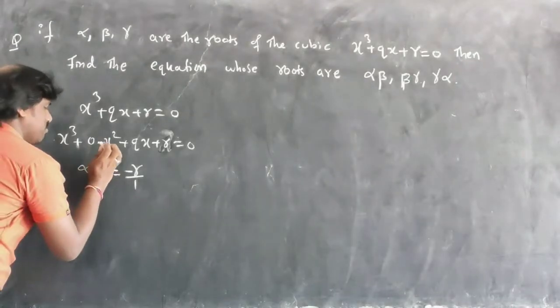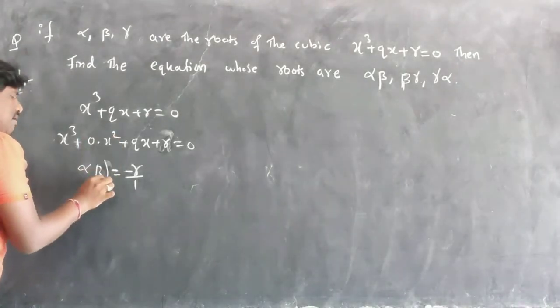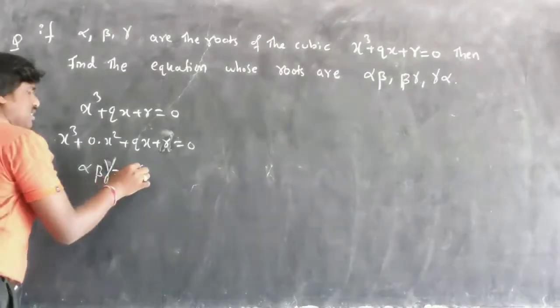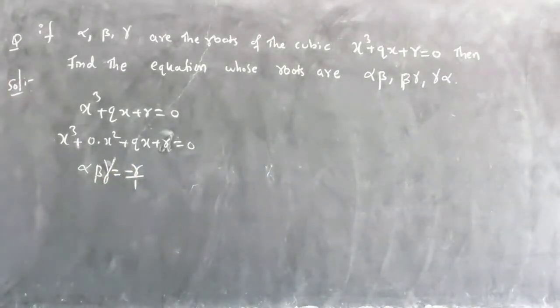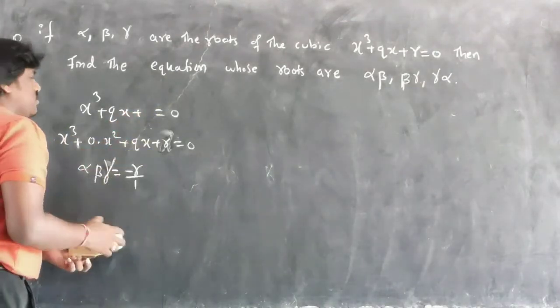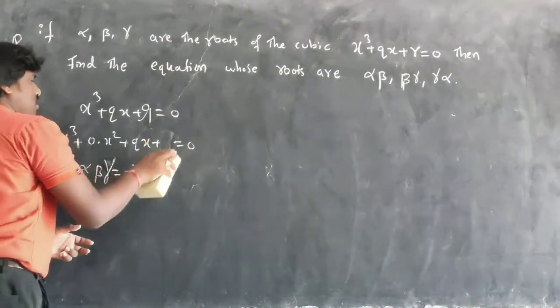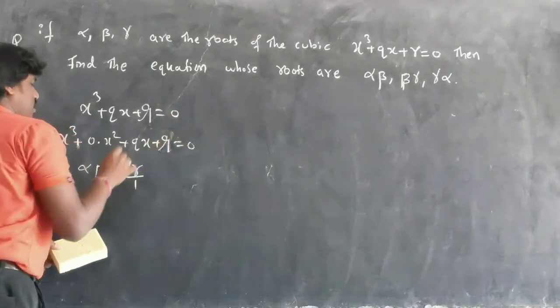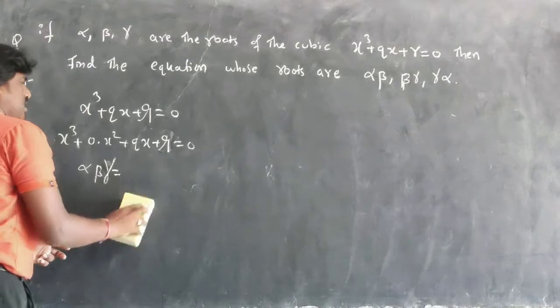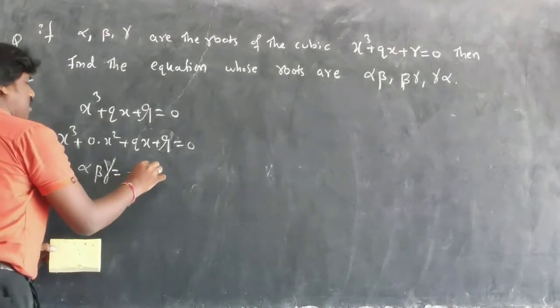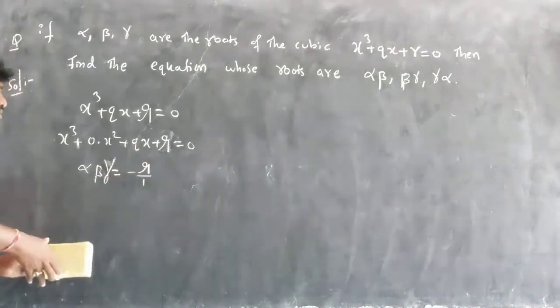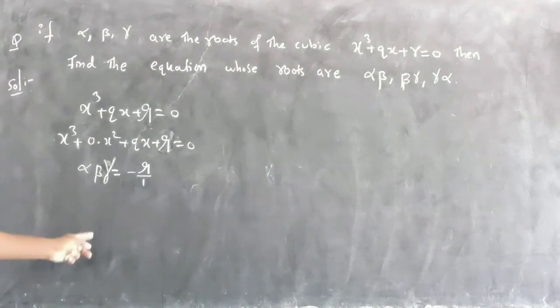I'll write gamma like this, and this is r. Otherwise I'll change r in this way, because you people will be confused between gamma and alpha. So I'll change r like this. Okay, this is r. So here I can write minus r by 1. This is what alpha beta gamma is.